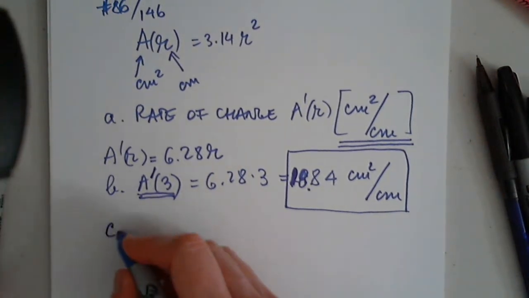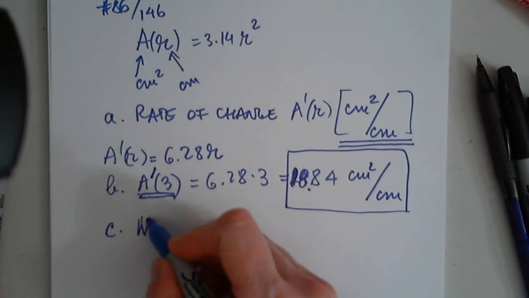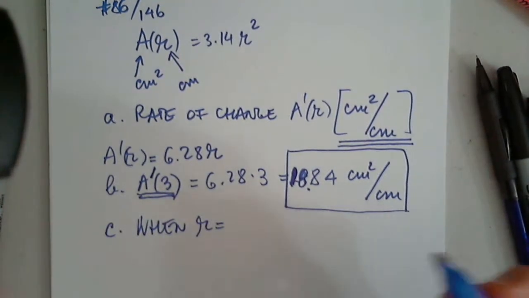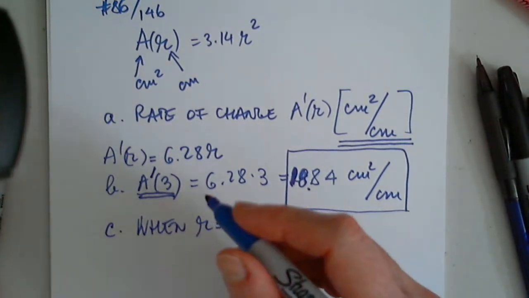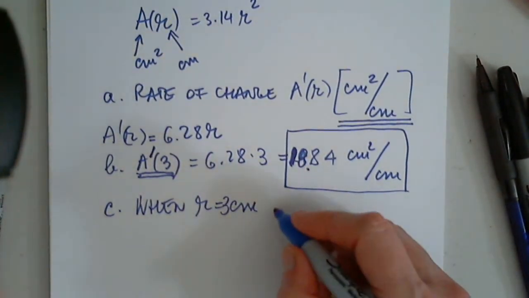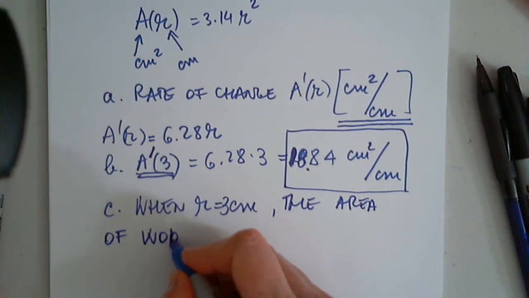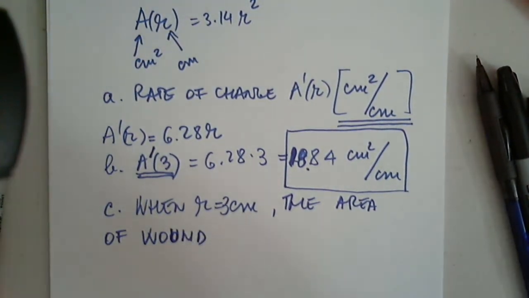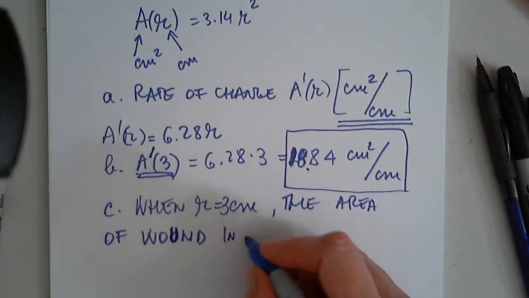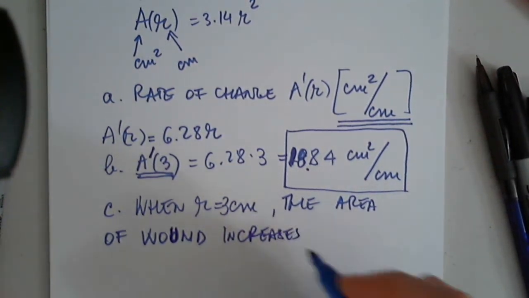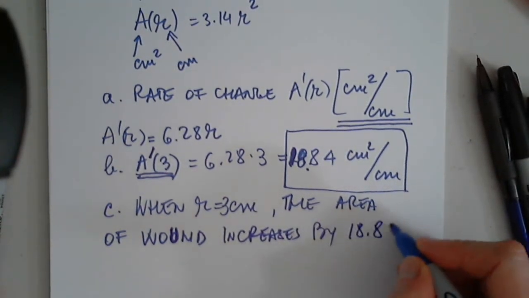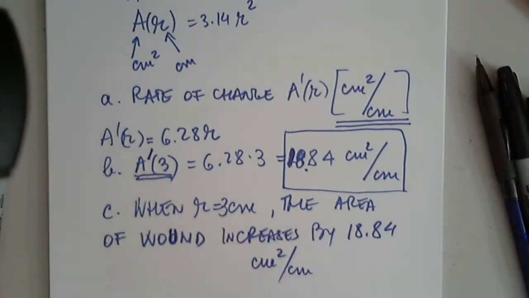And explain the answer. Okay, part C. So when R, the radius of the wound, is 3 centimeters, the area of the wound, this is a U, I'll correct it, but I don't have my whiteout. Okay, well, you understand, it's a U. So the area of the wound increases by 18.84 centimeters squared per centimeter.